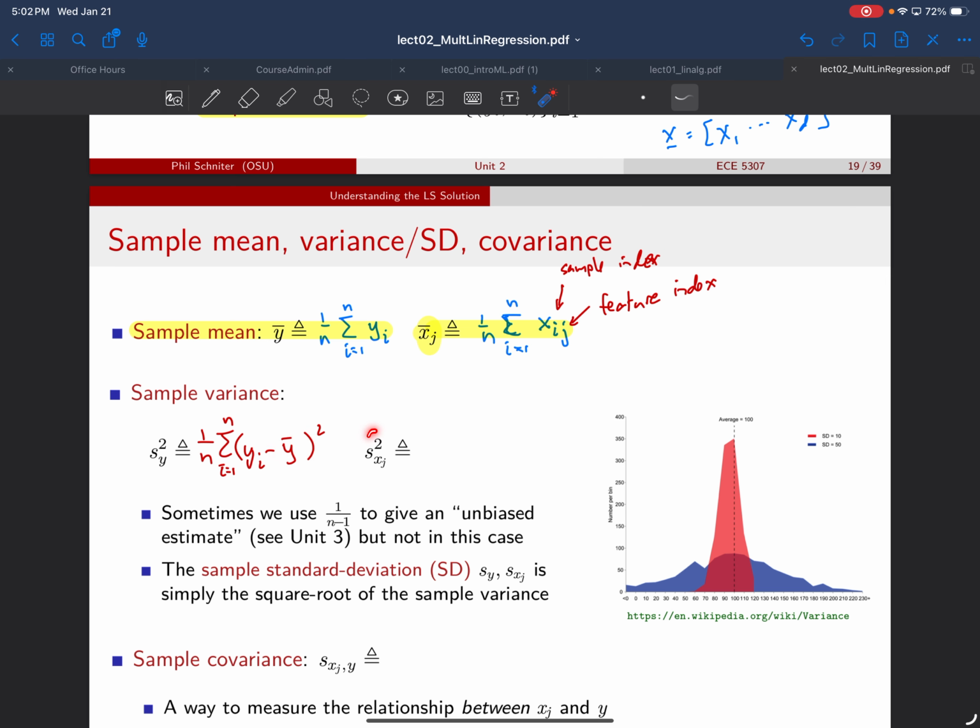We can do the same thing for the jth feature. So in this case, we average the squared difference between xij and x bar j, squared.